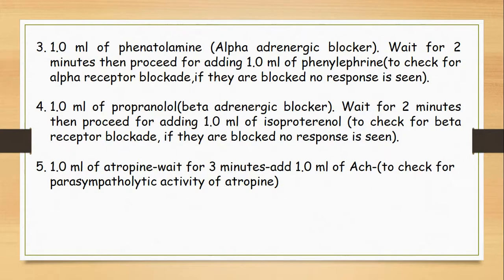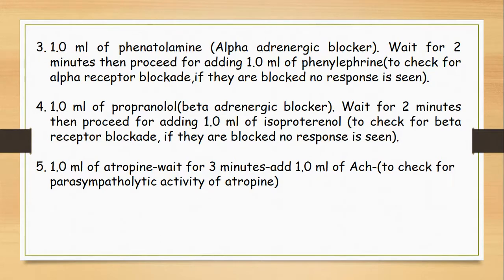Next is 1 ml of phentolamine, which is an alpha-adrenergic blocker. Wait for 2 minutes, then proceed to add 1 ml of phenylephrine to check for alpha receptor blockade. If they are blocked, no response is seen. Next is 1 ml of propranolol, which is a beta-adrenergic blocker. Wait for 2 minutes, then add 1 ml of isoproterenol to check for beta receptor blockade. If they are blocked, no response is seen.